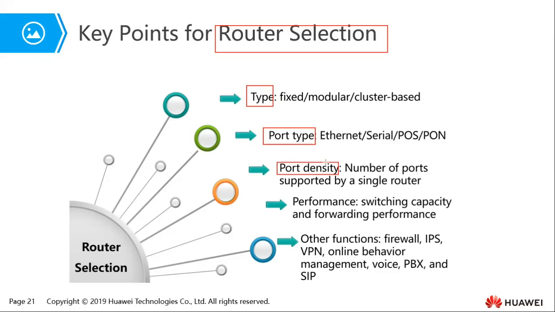Then we have port density, the number of ports that is supported by a single router. For example, Ethernet ports are used to connect to your aggregation layer. Then these others can be used to connect to the outside, and some of them can also be used to connect to the aggregation layer. The number of ports will determine how many devices you can have at the aggregation layer. So consider future expansions when you're considering the port density.